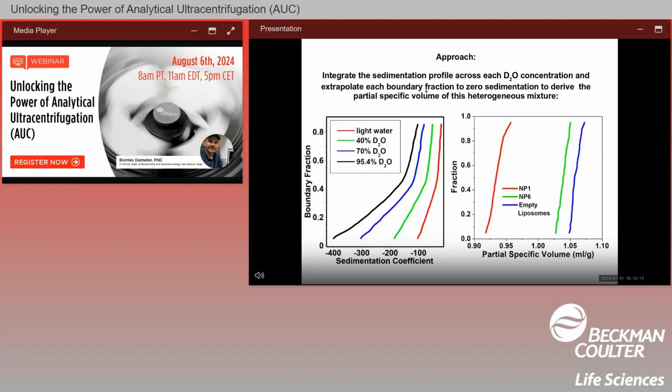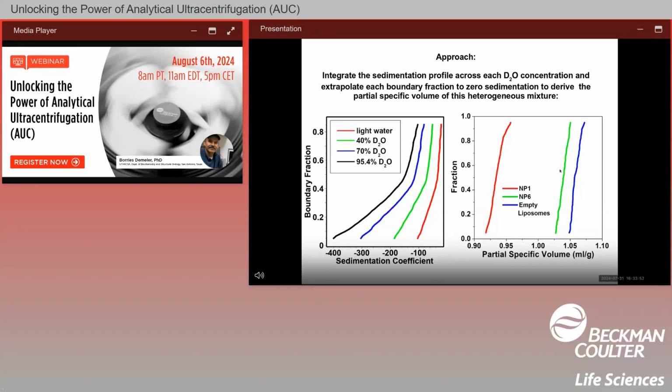When you do this for lipid nanoparticles, you will see that an empty lipid nanoparticle will float, and the more D2O you put in there, the more dense it becomes, the faster it will float. And you get these kinds of traces. You can do the same thing for loaded nanoparticles, and you can do this for molecules that are partially loaded, as shown here in the green. So here we see the trace that we get from a lipid nanoparticle that is not loaded. So this is very low density, having a partial specific volume above 1.